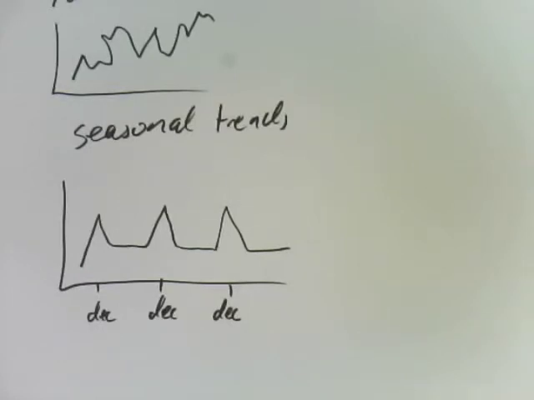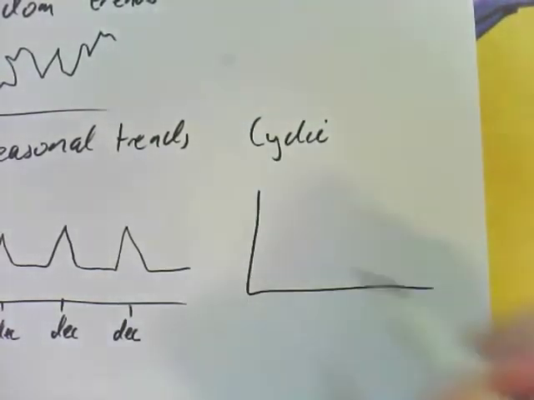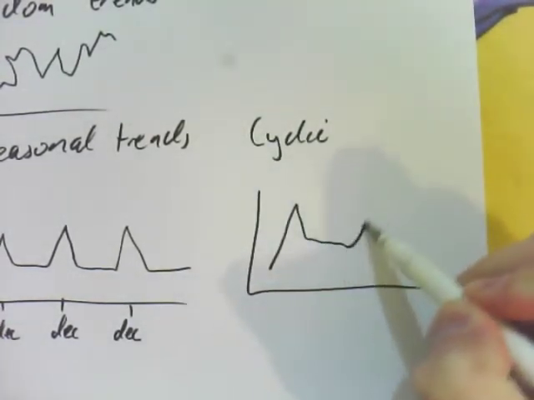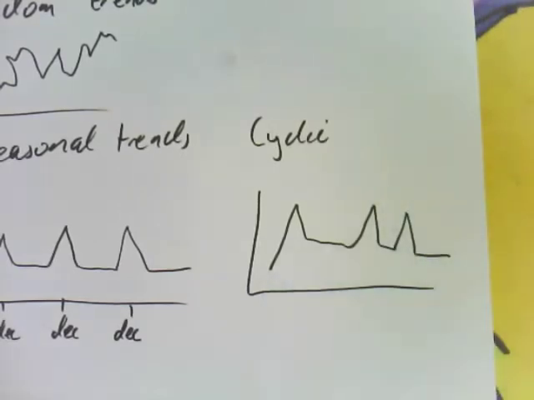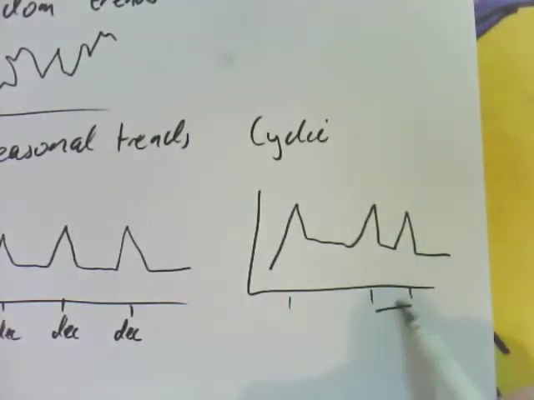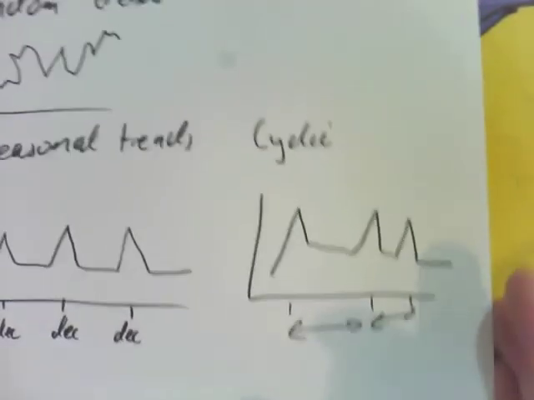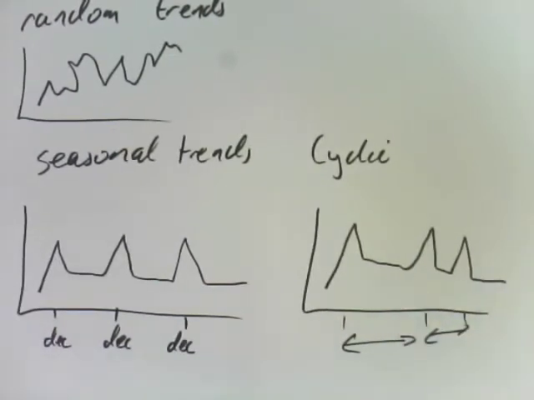And there is one other type called cyclic. So this one here is also cyclic, but cyclic is slightly different in that it doesn't necessarily have to have the same distance between your peaks. So it cycles, it goes up and down, but it doesn't necessarily have to have the same distance between your peaks.